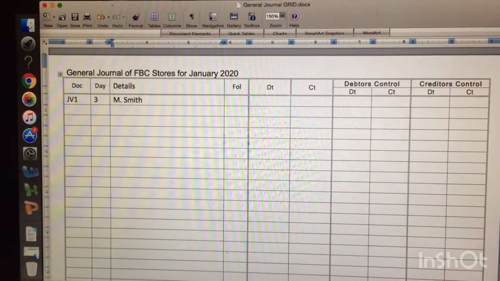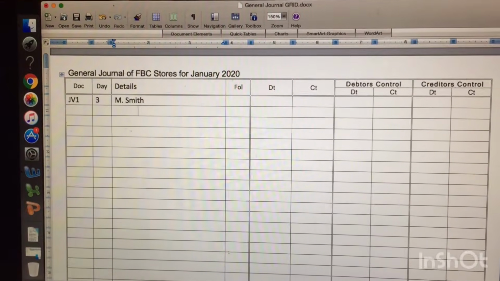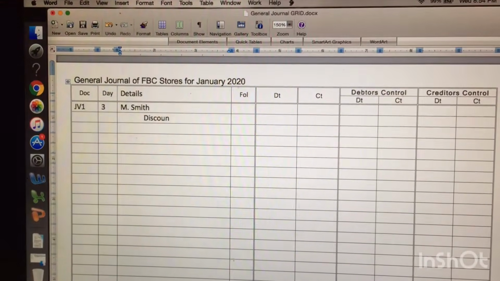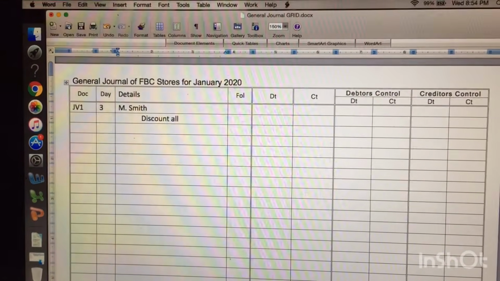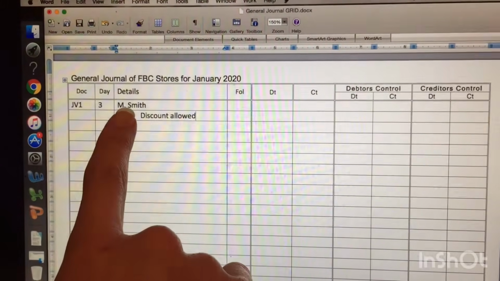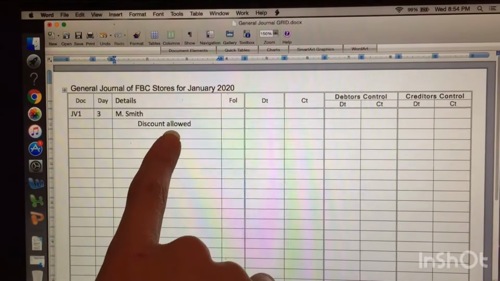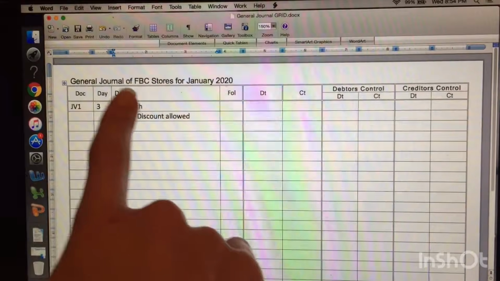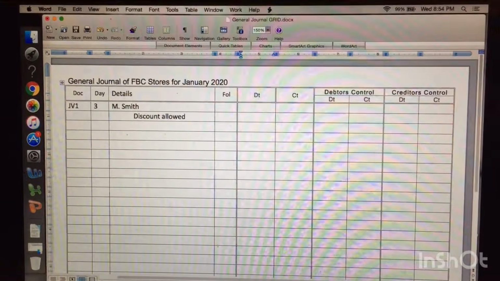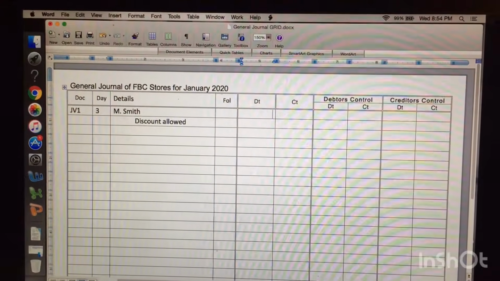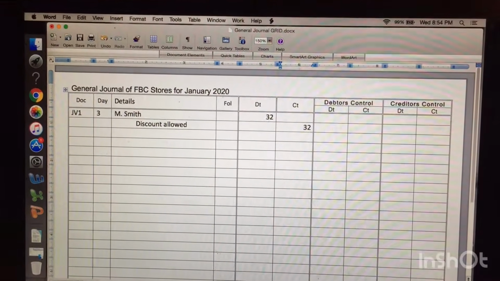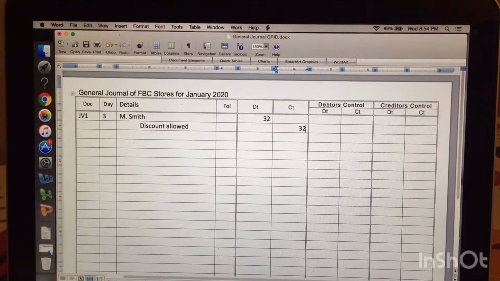Then in the next row, I need to leave a little space. Discount allowed was the account credited. Okay, I'll always start with the account debited and I'll always end with the account credited. So it's always debit first and then credit. I'm going to leave the folio column, then 32 in the debit column and 32 in the credit column.